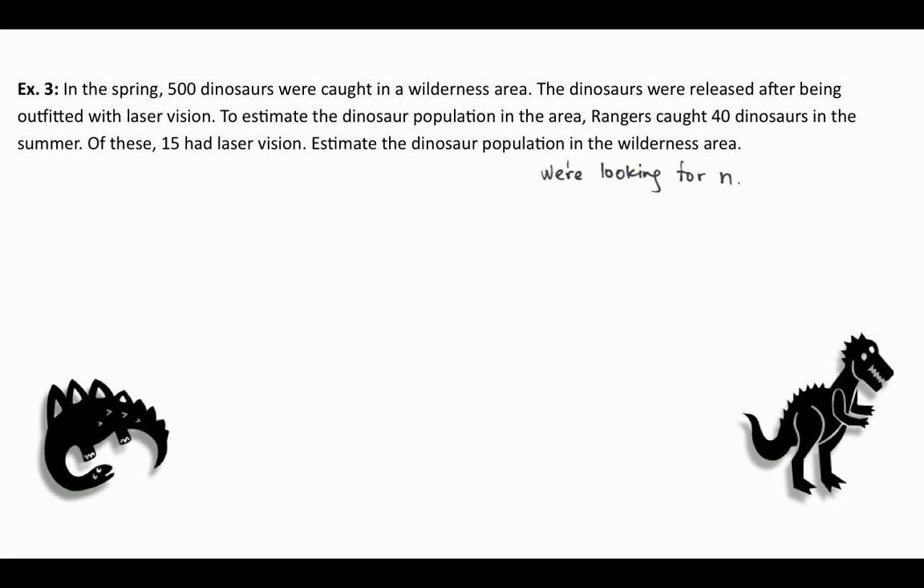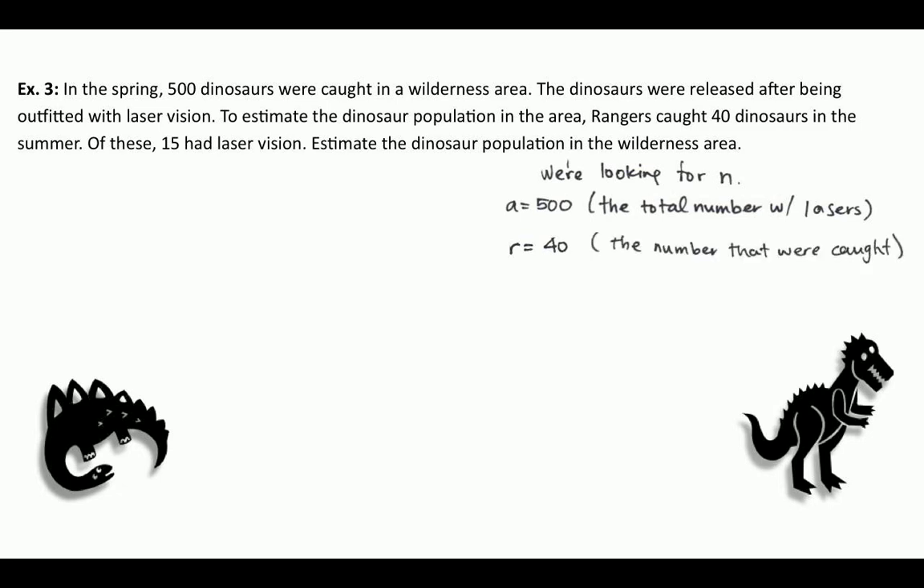So we're looking for N. It's like the total number of candies in the box. A is equal to 500, because that's how many dinosaurs have it, just like how many red candies were in the box. R is equal to 40, because that's the number that we caught, the number in our hand, our sample. The expected value is 15, because of the dinosaurs in our sample, 15 of them had laser vision.